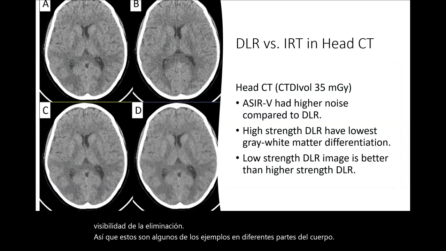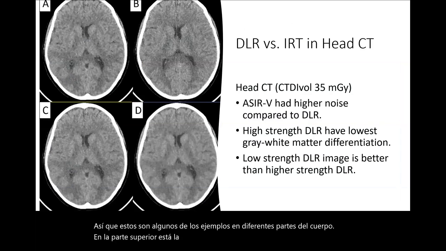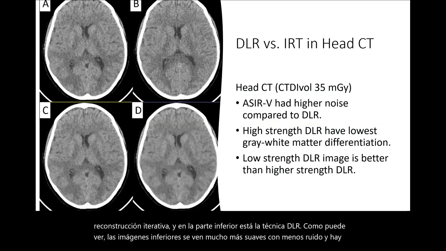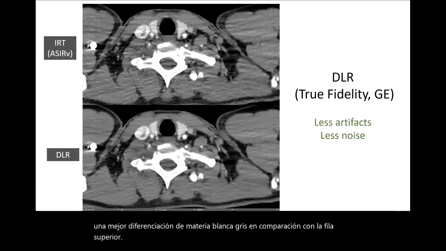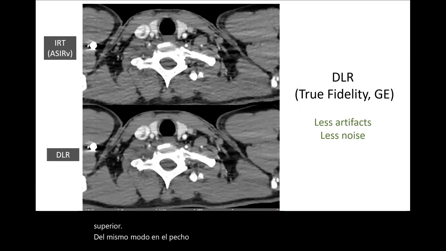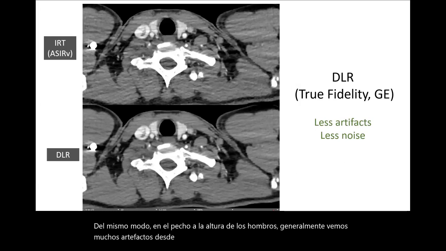On the top is the CT scan, which is obtained with iterative reconstruction, and the bottom is the DLR technique. As you can see, the bottom images look much smoother with lower noise, and there is better gray-white matter differentiation compared to the top row. Similarly, in the chest, at the level of the shoulders, usually we see a lot of artifacts in the shoulder region, but the noise and artifacts are significantly less with the DLR technique, as you can see in the bottom image.